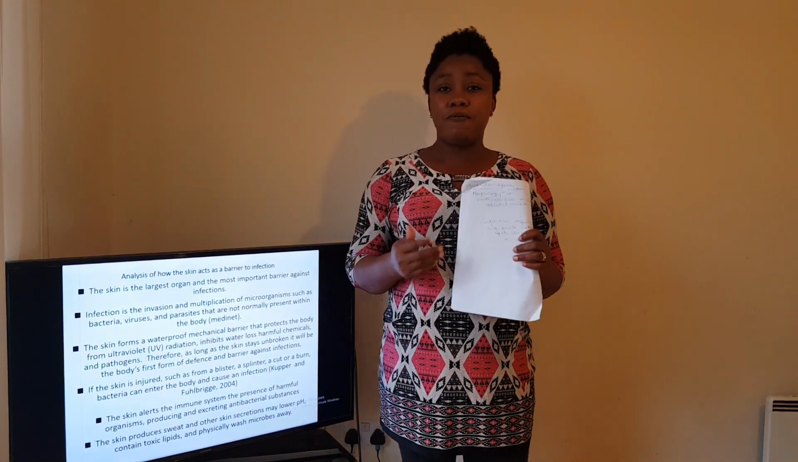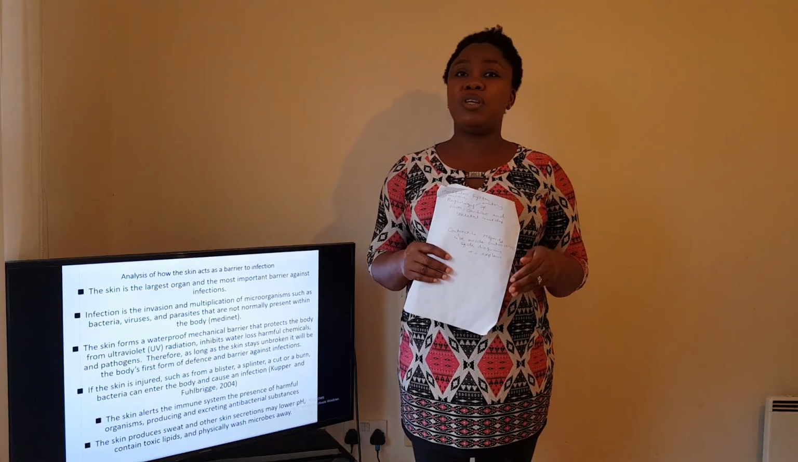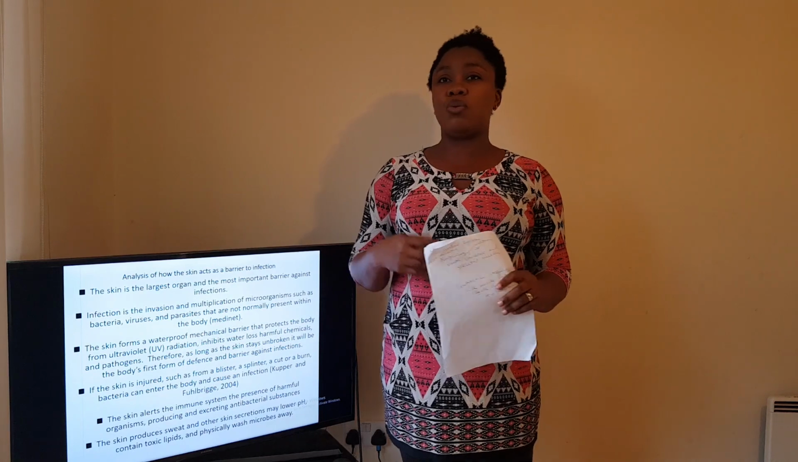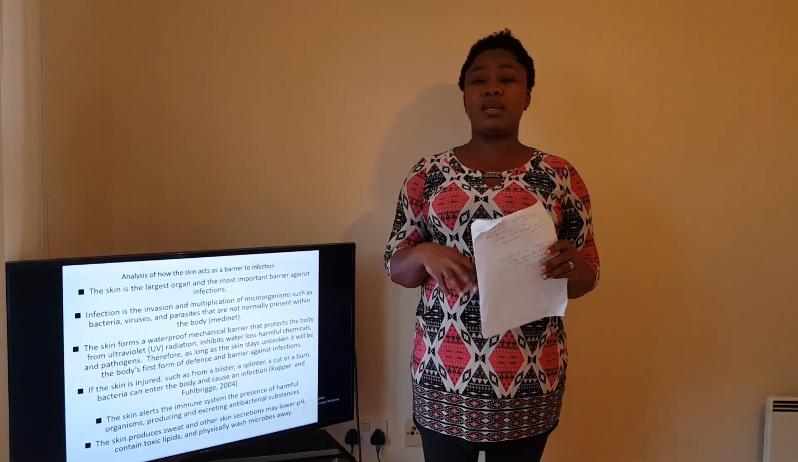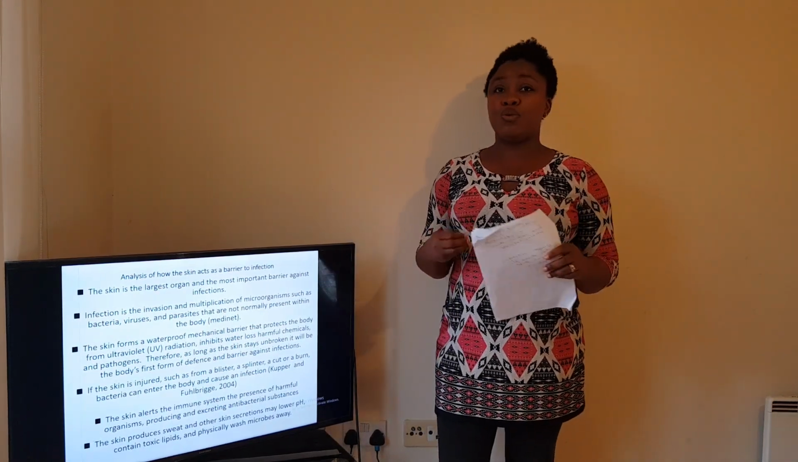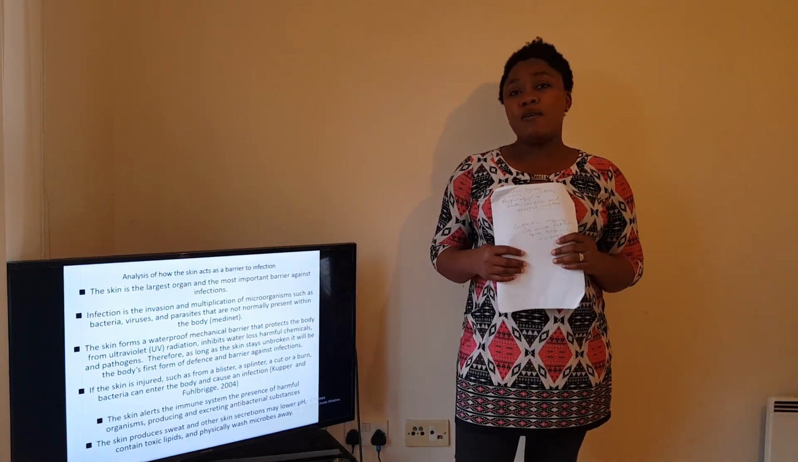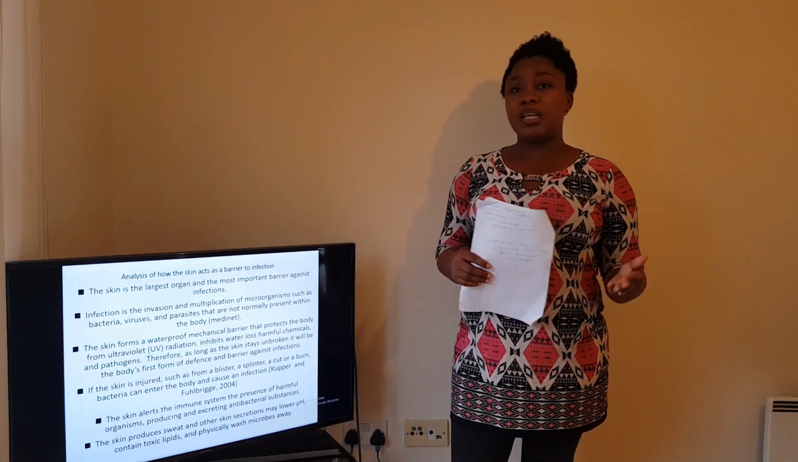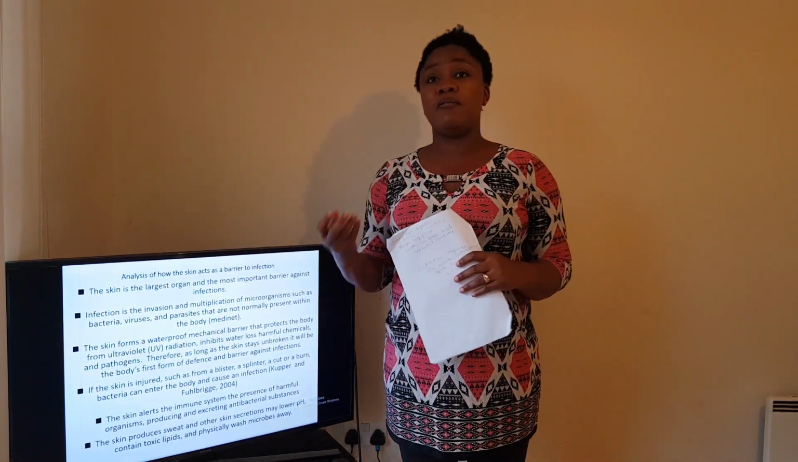The skin forms a waterproof mechanical barrier that protects the body from ultraviolet radiation. It thus inhibits water loss, harmful chemicals and pathogens. Therefore, as long as the skin stays unbroken, it will be the body's first form of defense and barrier against infection. If the skin is injured, such as if it forms blisters, a cut or a burn, bacteria can enter the body and therefore cause an infection.